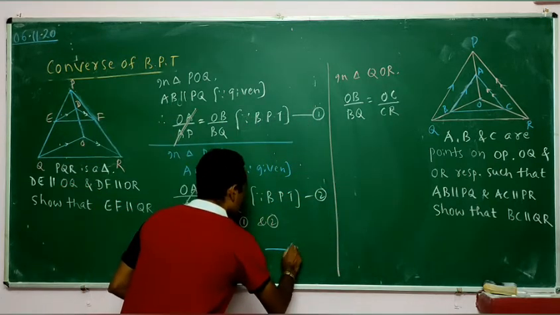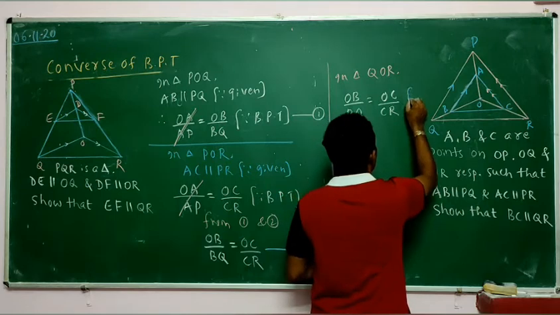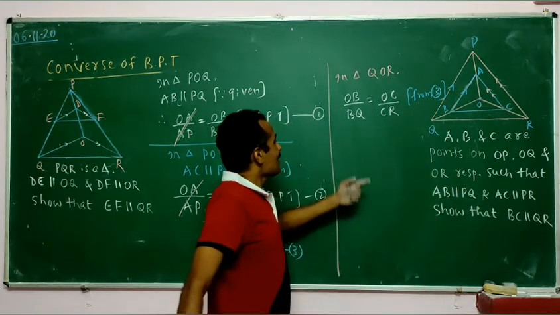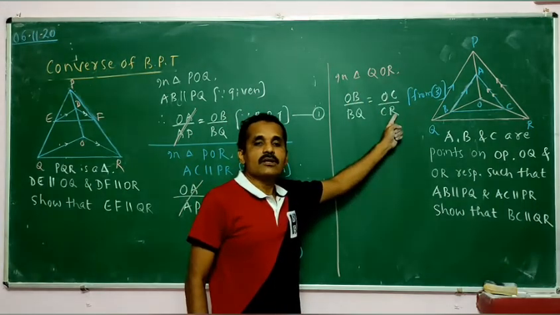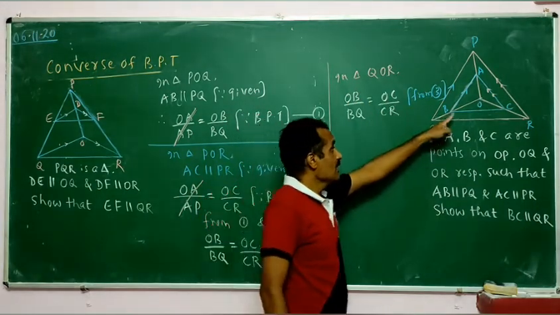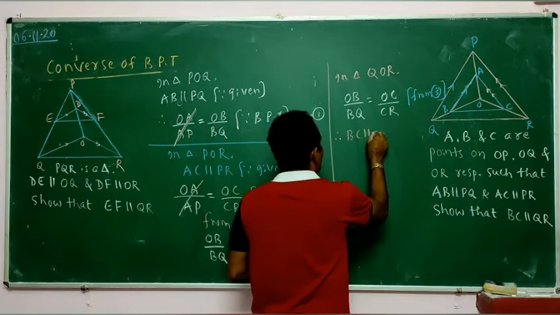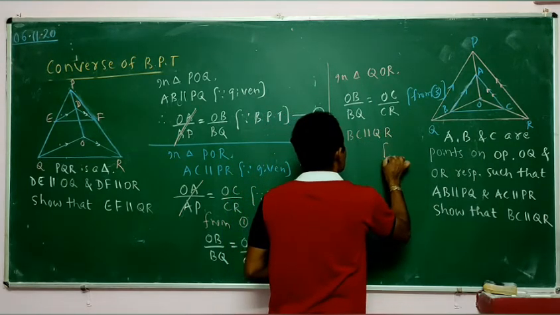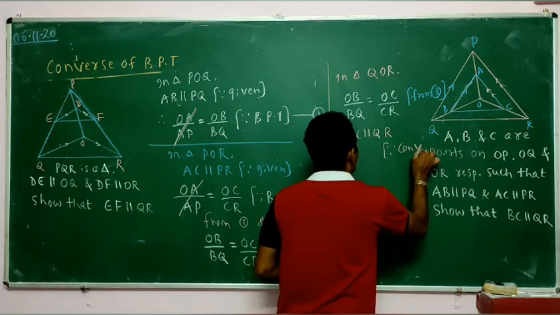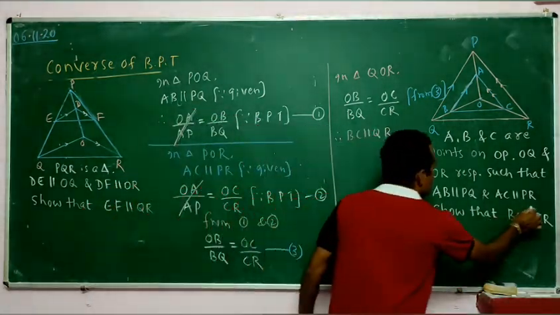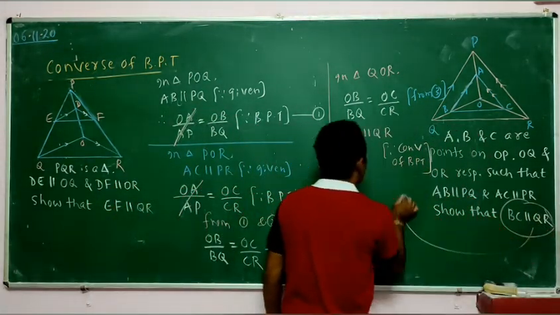I will call this equation 3 and write here: this is because of equation 3. When the sides are proportional, you can say that the lines are parallel. Therefore BC is parallel to QR. This is because of the converse of BPT. My dear children, that is the end of the problem. BC is parallel to QR. We have proved it.